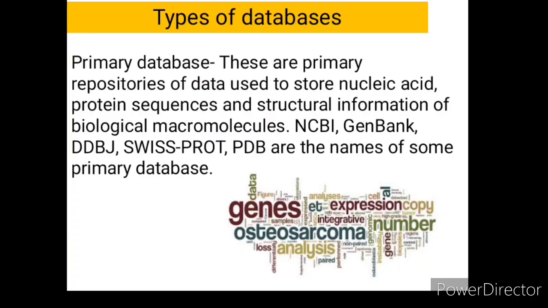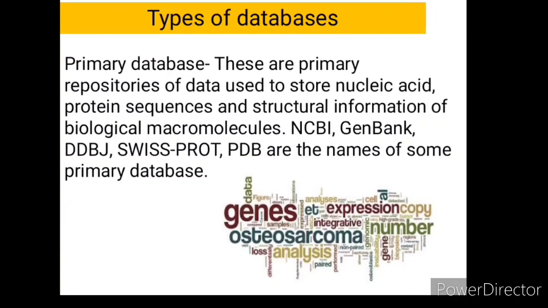The biological databases can be classified into primary and secondary databases. So, what are the primary databases? These are the primary repositories of data used to store nucleic acid, protein sequences, and structural information of biological macromolecules. NCBI, GenBank, DNA Data Bank of Japan, SwissProt, etc. are the names of some primary biological data repositories.